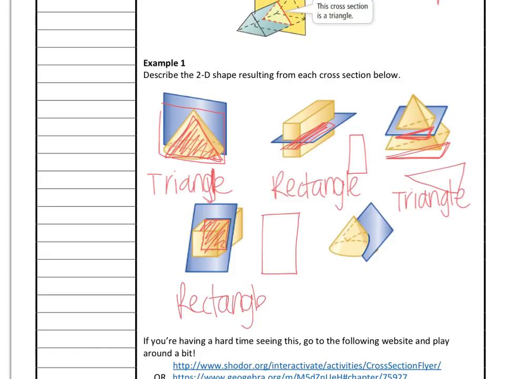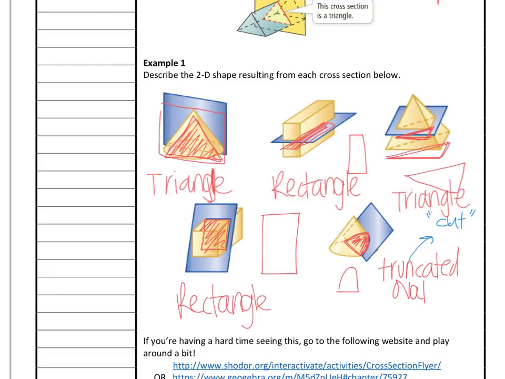This next one, we are cutting a cone at a diagonal, and it's making this like half oval. Looks like this. This is called a truncated oval. The word truncated just means a cut oval.